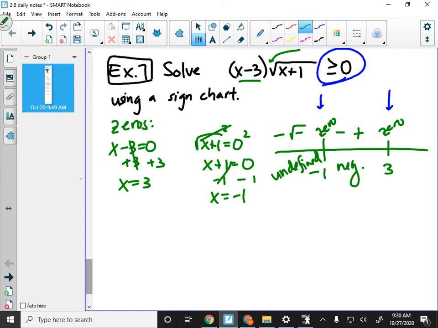And then finally, a number bigger than 3 would be like 4. 4 minus 3 would be 1. 4 plus 1 is 5. Square root of 5, I might not know off the top of my head, but once again, it's the positive square root. And a positive times a positive is a positive.